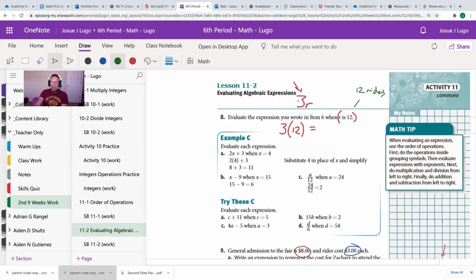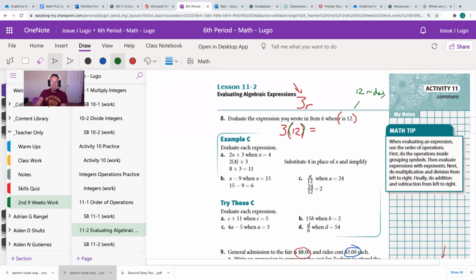So instead of writing 3r, I'm going to write 3 times 12. Remember that when you have a number separated by parentheses, that means multiplication. So 3 times 12. So whenever we're going on 12 rides, the answer would be 36. We would need $36. That would be my answer.